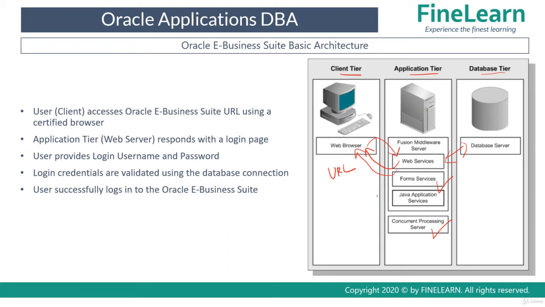The responsibility of Oracle Apps DBA is to manage the application tier and the database tier. So if you're an Oracle Apps DBA, you need to ensure that all the Fusion Middleware components which are related to web server, forms, reports, and anything related to the middle tier should be always up and running. And on the database tier also, you should ensure always that the DB is running fine and also the database listener is running. So your responsibility as an Oracle Apps DBA is to ensure that both application tier and database tier are up and running and always healthy.